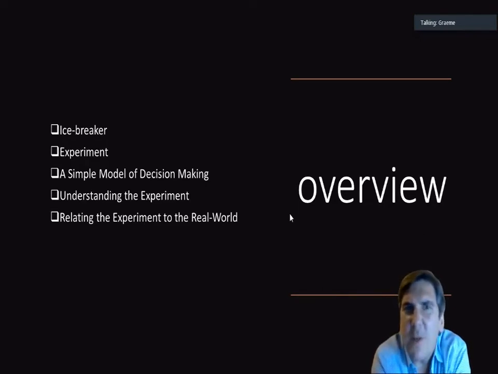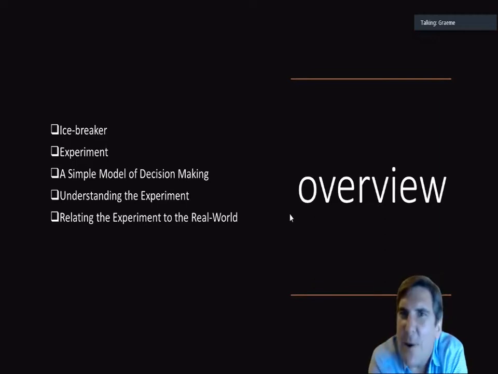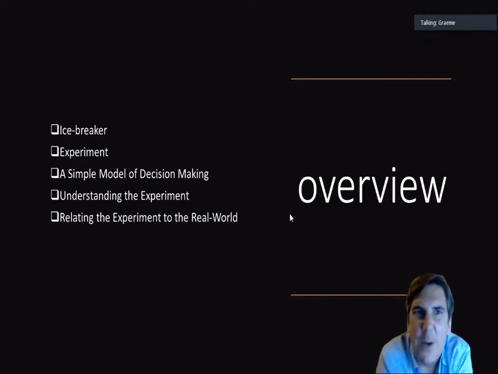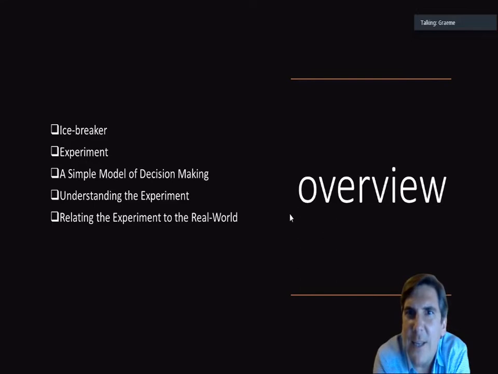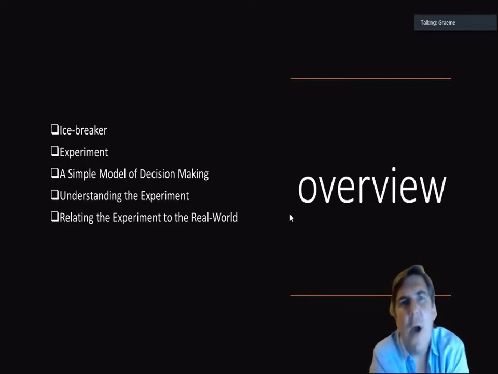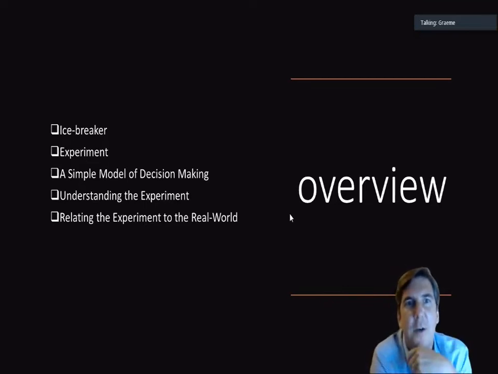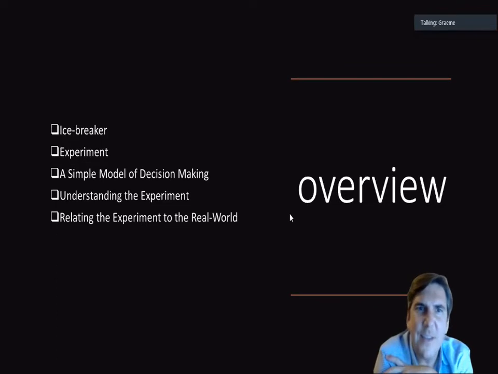First, we'll start off with a little icebreaker so I can get a sense of who you guys are and what your interests are in economics. But then we're going to hop right in and you guys are going to participate in an experiment. And this experiment is going to seem quite weird and abstract to begin with, but once we're done with it, I'm going to talk a little bit about how economists think of the way that people make decisions, and then relate it to this experiment, and then talk a little bit about how this experiment relates to the real world.